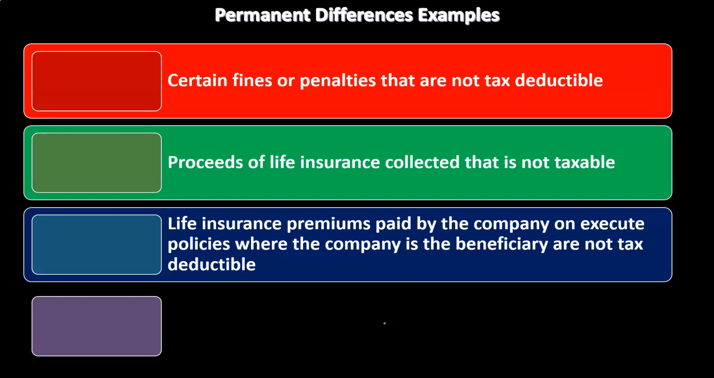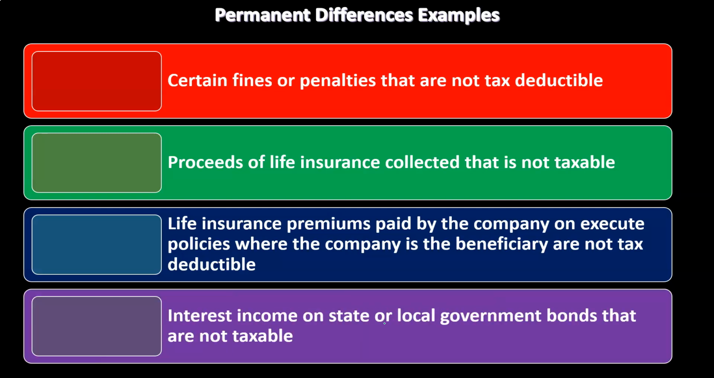Life insurance premiums paid by the company on executive policies where the company is the beneficiary are not tax deductible. So we might have life insurance where the company puts money into the policy, and it's possibly deductible for books, but maybe it's not deductible for taxes. Again, not going to reverse out, therefore permanent.